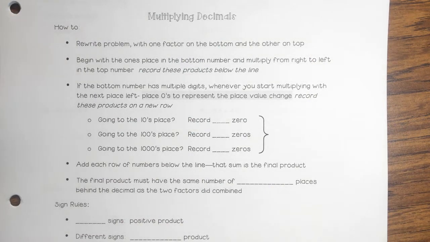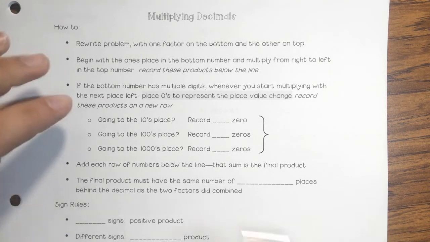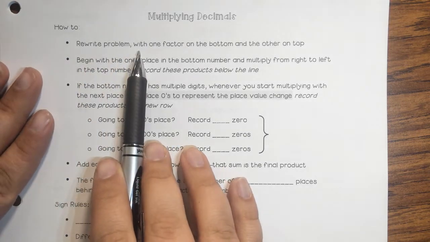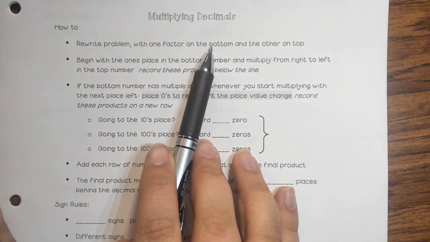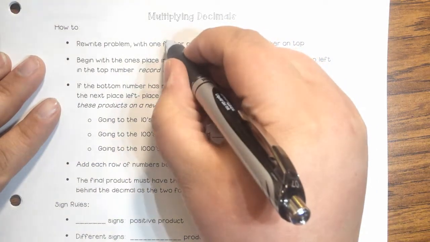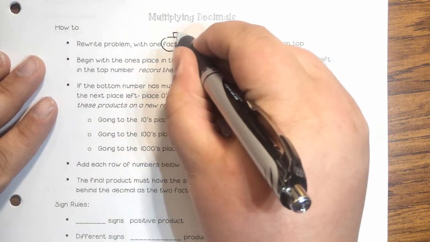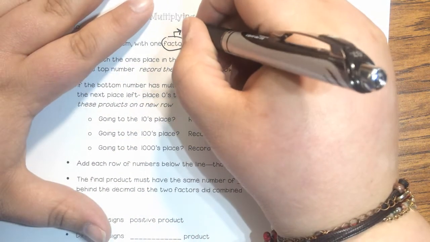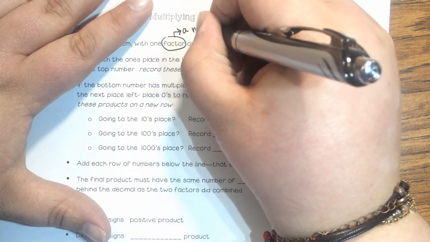So we're going to read this once first, and then we will apply it with our 4 examples below. So first you would have to rewrite the problem, putting one factor on the bottom and the other on top. Remember, the factor is just one of the numbers you multiply. So a number that's being multiplied.